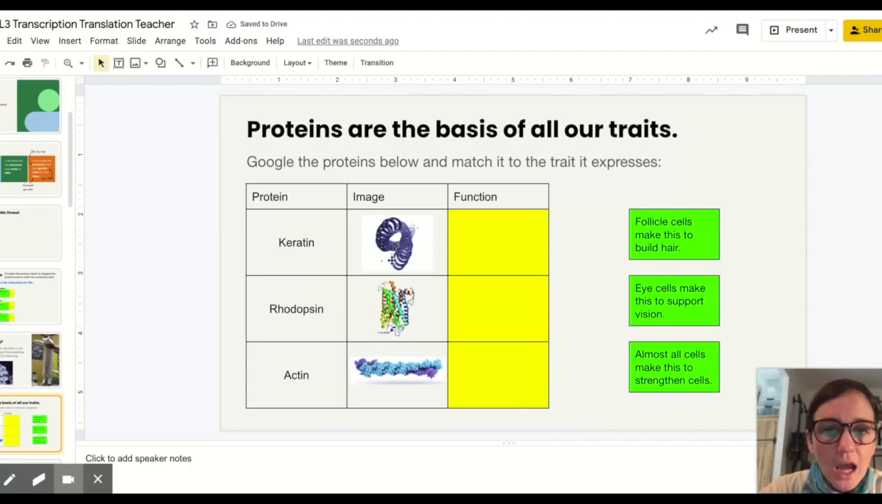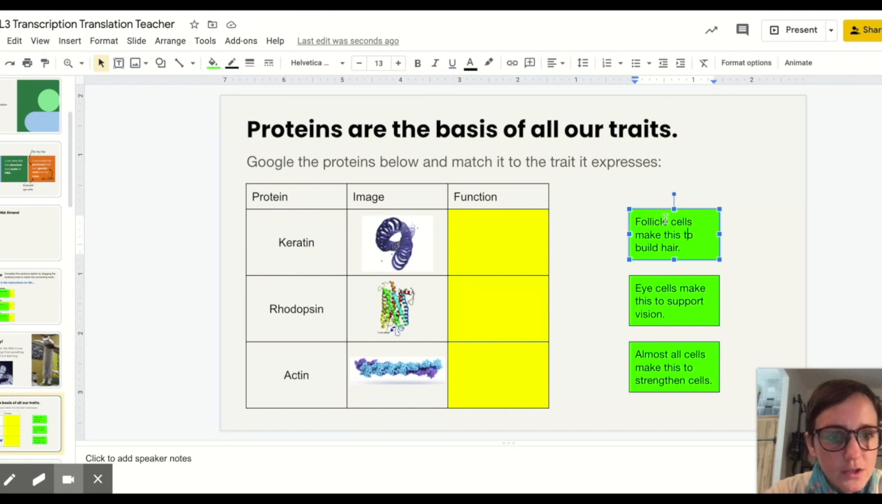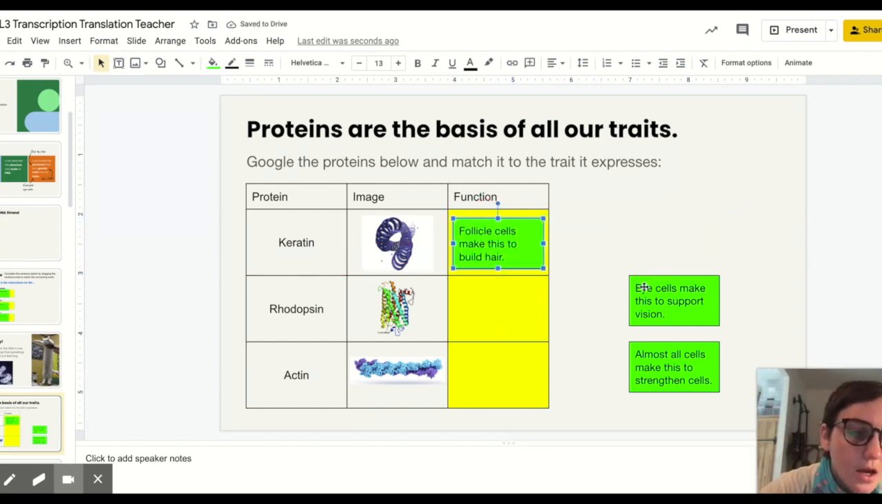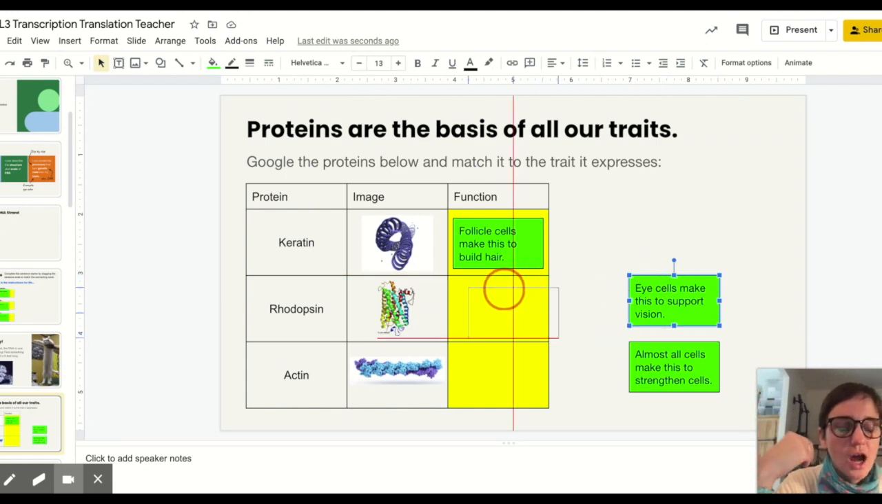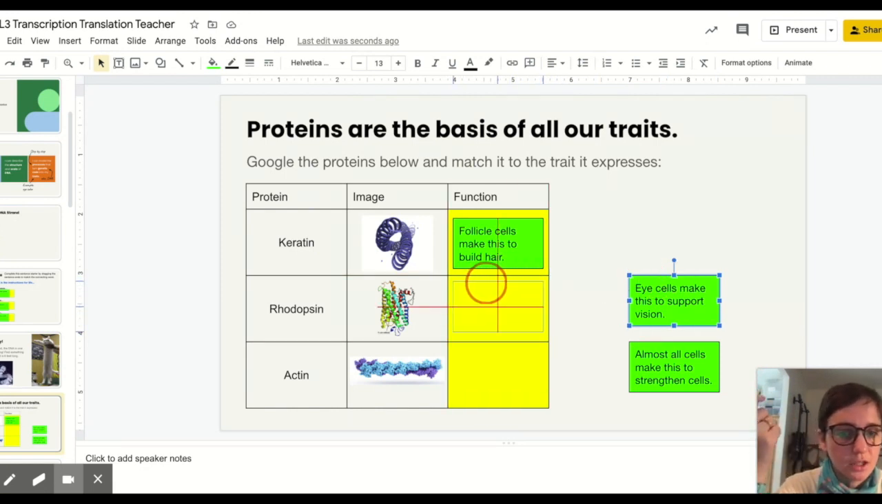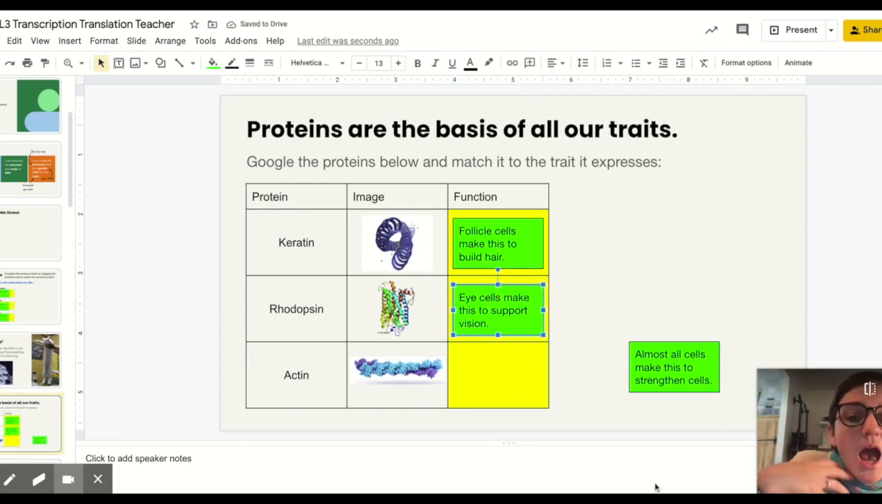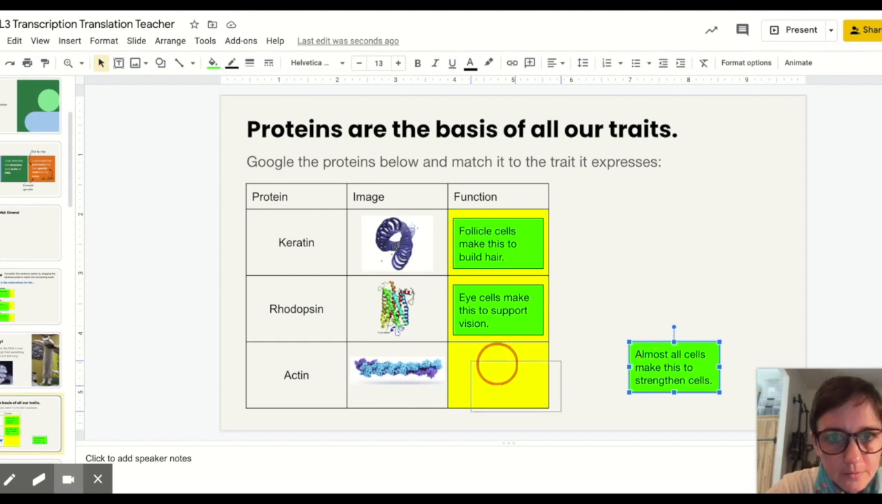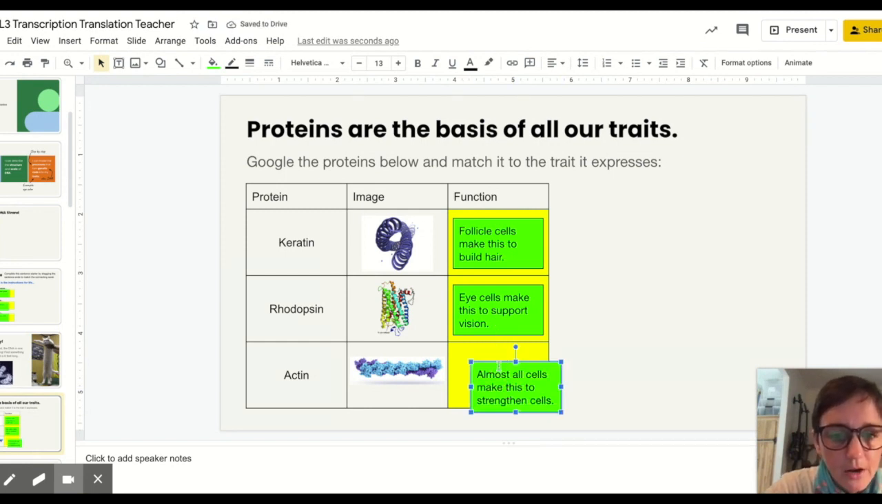Here's what I discovered. Keratin is part of my hair. So follicle cells, the little cells on your scalp, actually make keratin. That's their job. They make keratin and it builds basically my hair. Obviously, my keratin's a little short right now. I'm going to need to get my follicles building more keratin. Okay. Rhodopsin actually helps your eyes. Your eye cells make rhodopsin to help you see, and in particular, it helps you see in the dark. Actin is a protein that every single cell makes, and it helps keep it strong. All right, we got these all matched up.